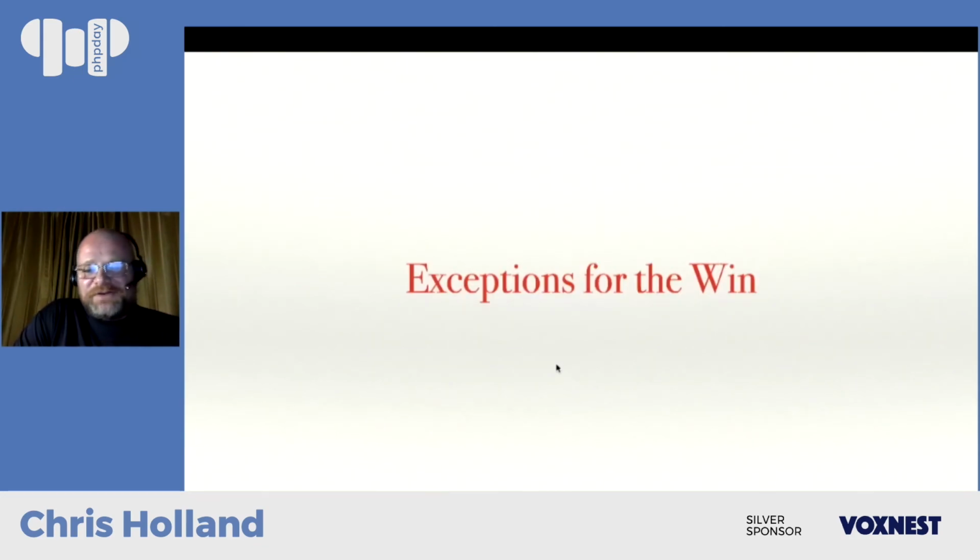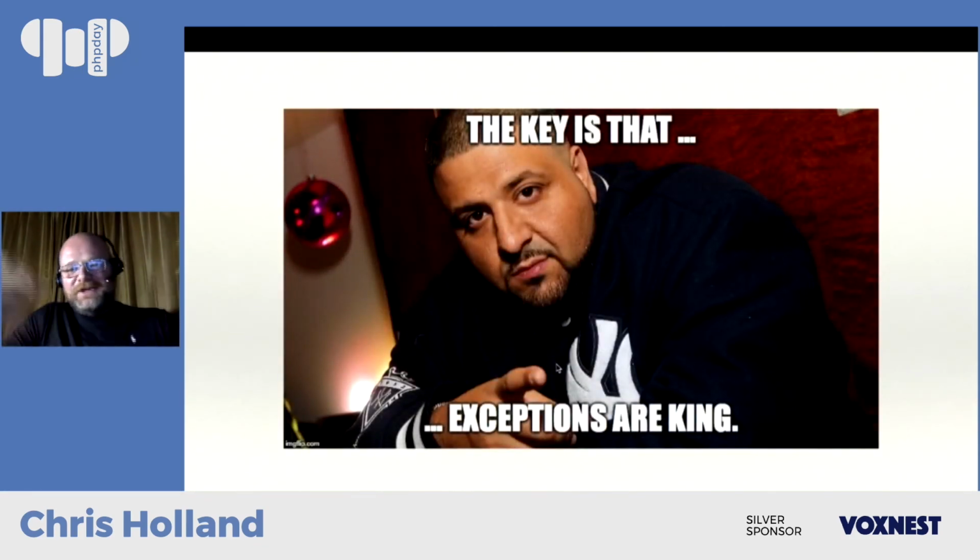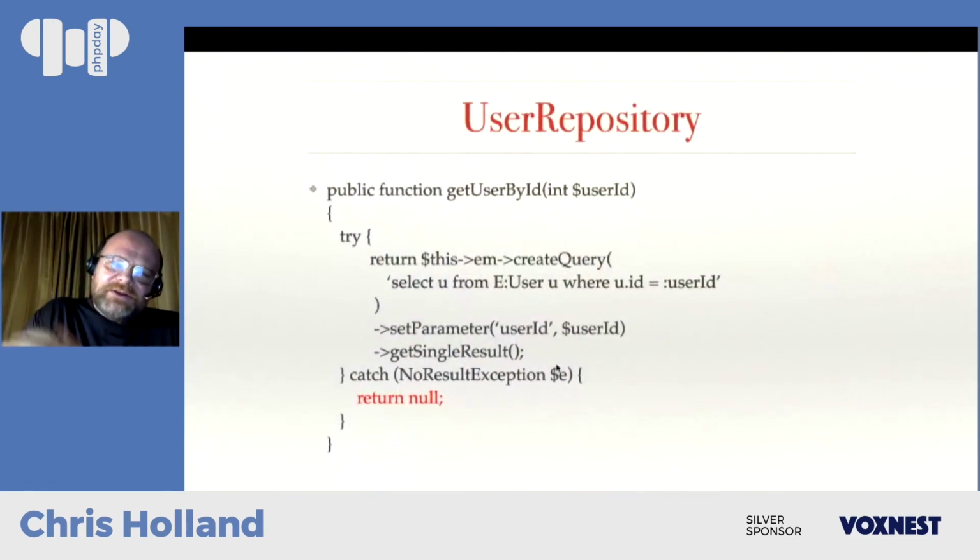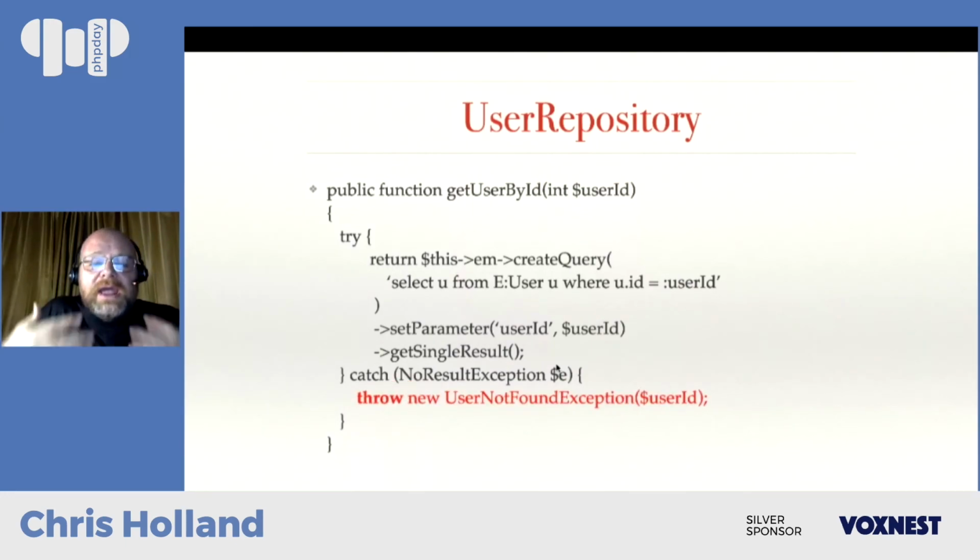So this is where exceptions can help us. As DJ Khaled famously said, the key is that exceptions are king. So let's look at our user repository. Instead of returning null here, we're going to do ourselves a big favor, and we're going to throw a new exception. We're going to create a new exception of our own, which is UserNotFoundException.